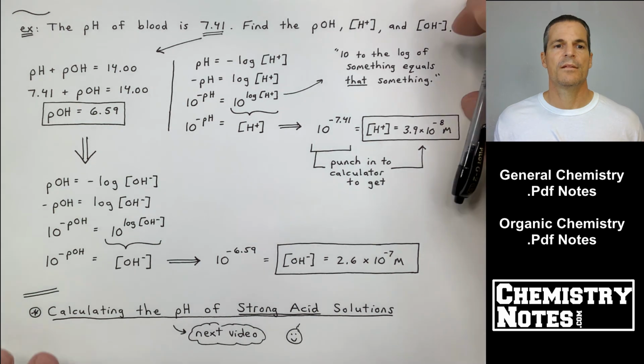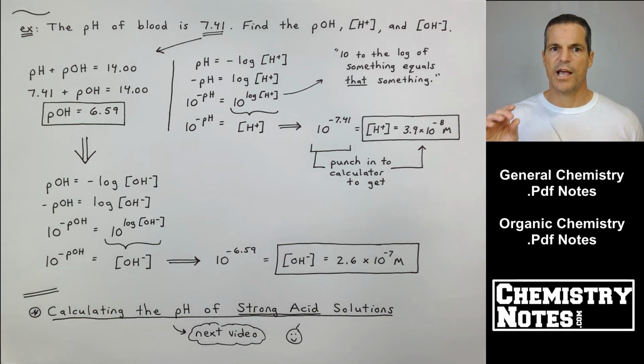Next video, we're going to talk about calculating the pH of strong acid solutions. We're also going to talk about calculating the pH of weak acid solutions. It turns out calculating the pH of weak acid solutions is a much more arduous task, and we have to reach into our section 13 stuff, the ICE tables. Remember those? So stick around. Section 14 video number 4 is coming up next.